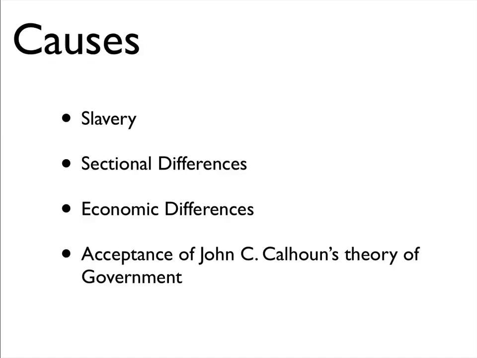And finally, although this doesn't appear in your book, the idea of it appears in your book, and that is the acceptance of John C. Calhoun's theory of government. John C. Calhoun was a senator from South Carolina. He was Jackson's vice president. He was Secretary of War several times. And he was the person who most represented the South's interests in the Senate. He developed a specific idea of what American government should be based on the South. Remember we said the South is different.